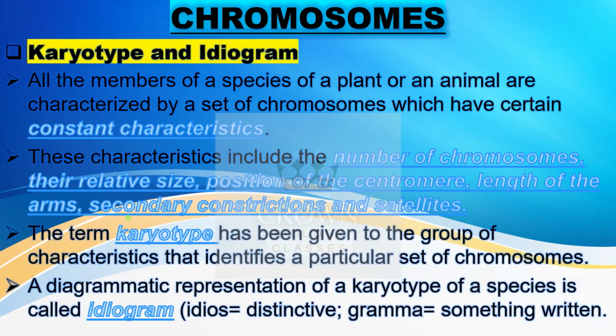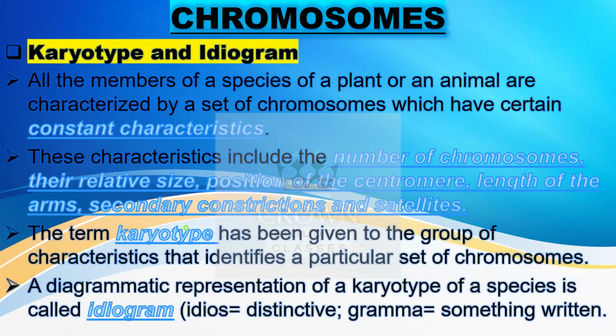The next characteristic is secondary constrictions. So secondary constrictions are the constricted or narrow regions that are found at any point of the chromosome other than that of centromere, and the last characteristic is satellites. Chromosomal satellite is the term given to that part of the end of a chromosome that is separated from the rest of the chromosome by a secondary constriction.